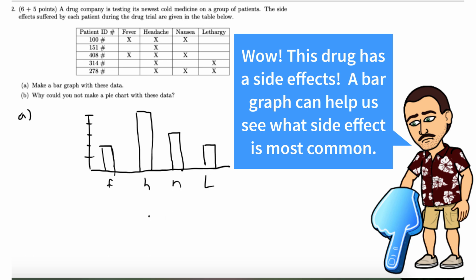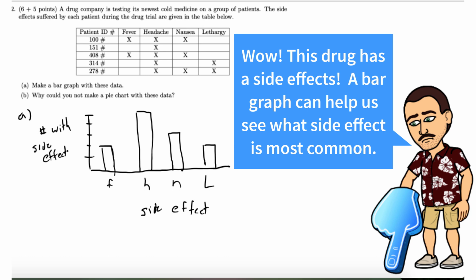And we got to make sure to label our axes. So this bottom axis is our side effect axis, and the vertical axis will be the number of people or the number of patients with each side effect.